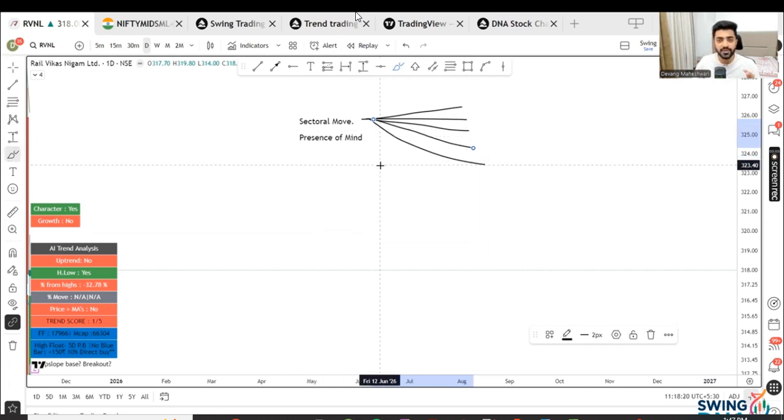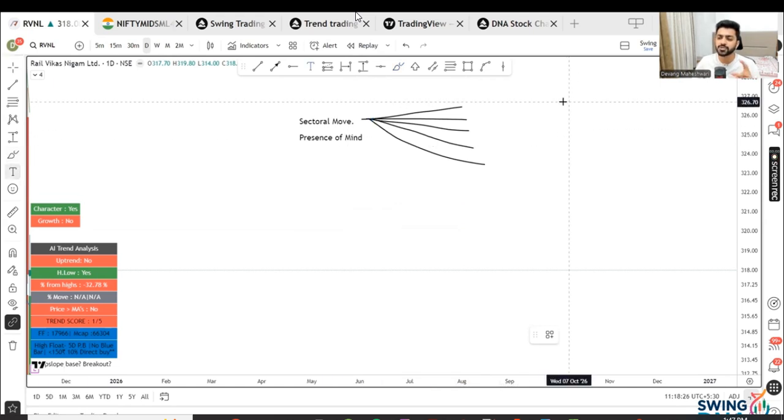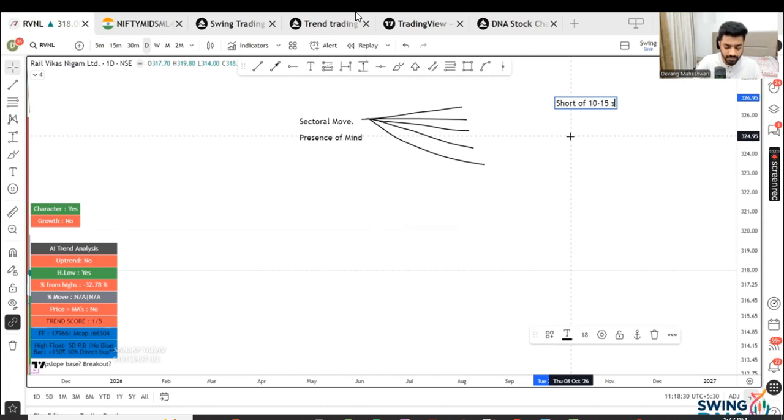For this we have to simply follow the volumes. If it's a sectoral move, in a short span of 10-15 sessions, you will see big volumes coming into different names within the same sector. That is telling you that someone is picking up the sector together. This is just a volume study.